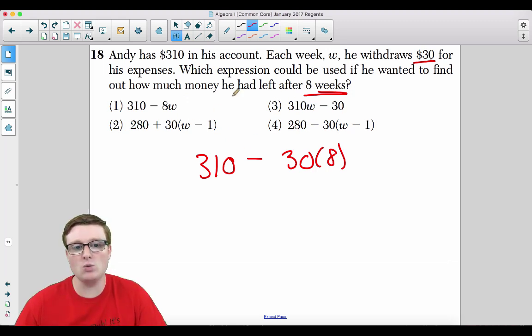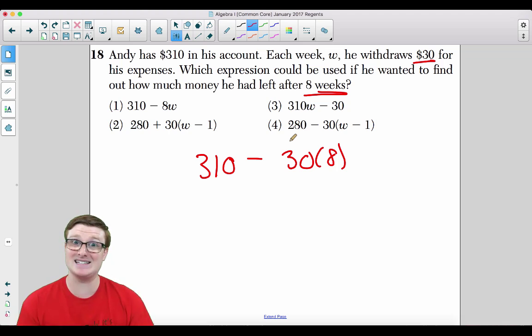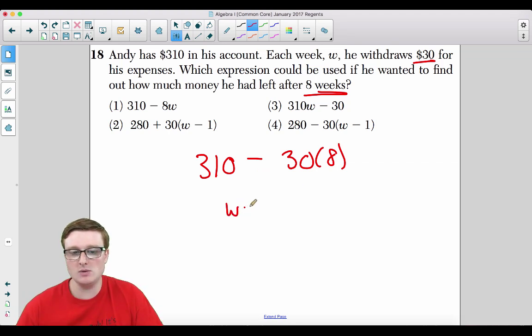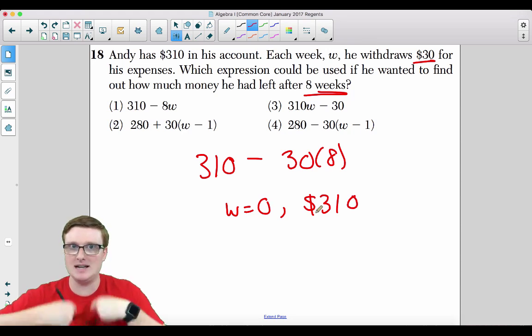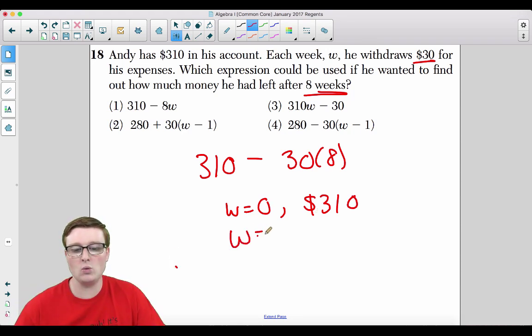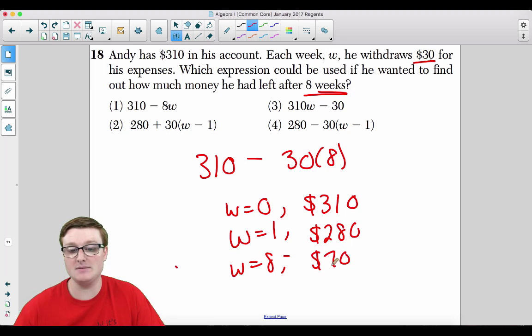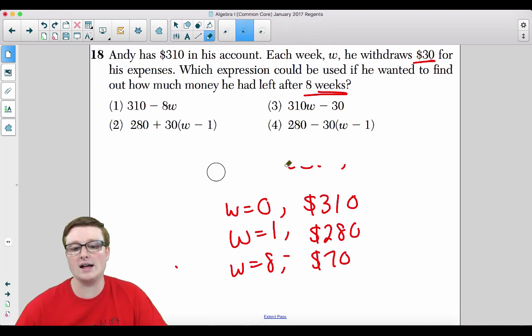Or better yet, if you want to actually put in week 1, in week 1 he has $30 less than 310, so that's going to be $280. You can plug in anything that you want. So if you plug in w equals 0, he has $310 in his account. That's his initial investment into the account. When you have week 1, he has $280. At week 8, he has, as I just said, $70. So you could do anything you want, you just have to figure out which one works.